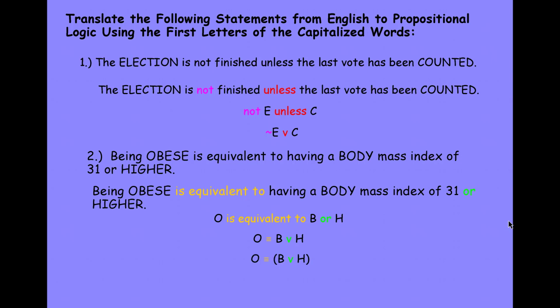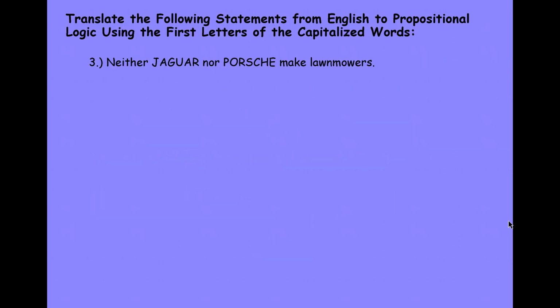O, triple bar, parentheses, B wedge H. So this says being obese is equivalent to either having a body mass index of 31 or having a body mass index higher than 31. And that seems to capture our original sentence. Let's take a look at our third example.